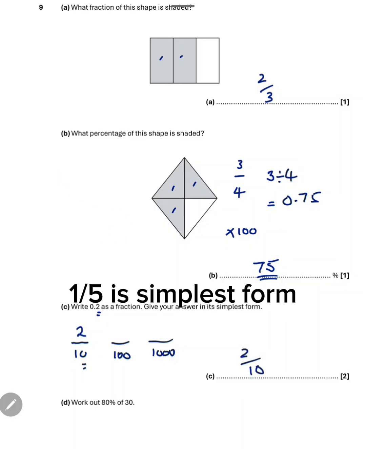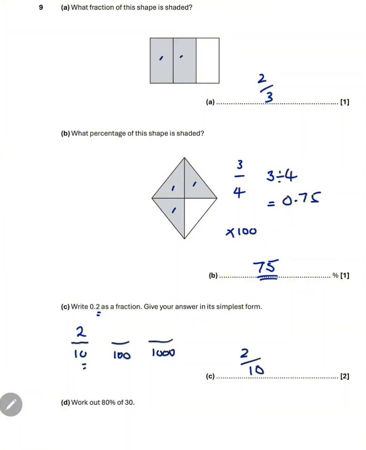And then finally on this question, what is 80% of 30? There is a percentage button on your calculator, so you can just do that. 80% times 30. If you don't know the percentage button, you can just do 30 divided by 10. That will give you 10%, and then times 8 gives you 80%. So 30 divided by 10 will give you 10%, and then times 8. That comes out at 24.